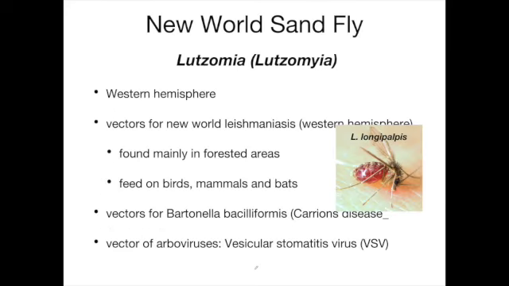So in the New World sandfly, these are found in the Western Hemisphere, what's referred to as New World. They're found mainly in forested areas. They feed on mammals, birds, and bats. Here on the right is the L. longipalpus, and they are vectors for what's called vesicular stomatitis virus, VSV, and Carrion's disease. Bartonella bacilliformis is a bacterial disease, and of course the arbovirus, VSV. We'll talk about those a little bit.